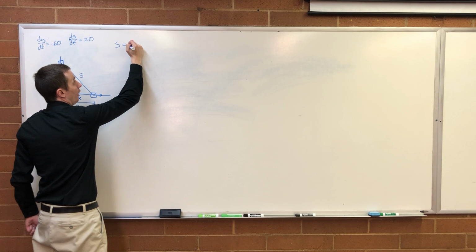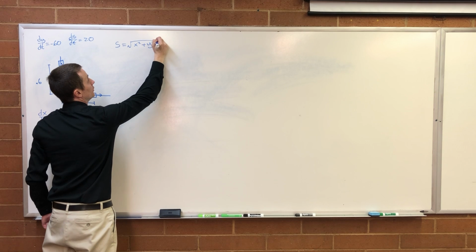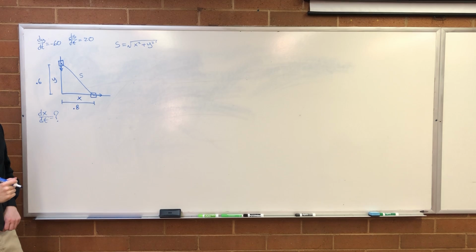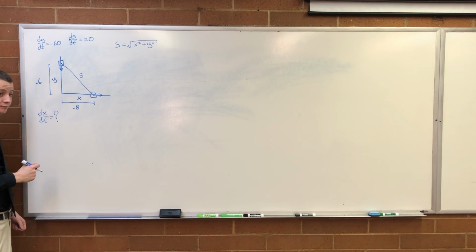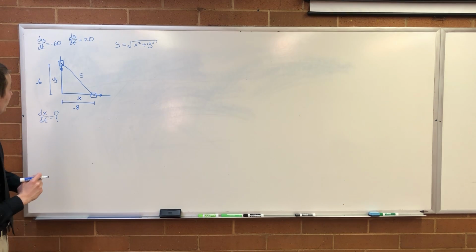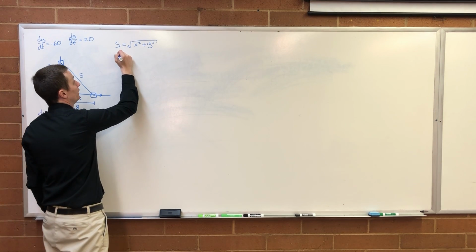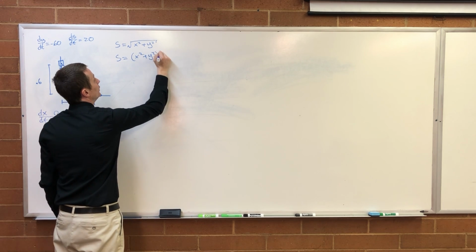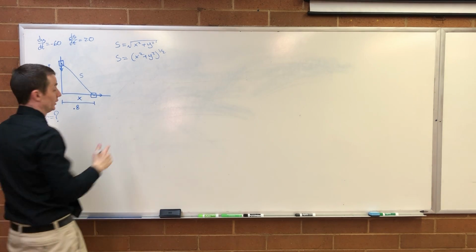So, what is S? S, the distance between the cars, is equal to just the distance formula, square root of x squared plus y squared. Where'd you get that from? Pythagorean theorem. You're right. All right. So now, take the derivative with respect to time. Let me rewrite this one more time. S is equal to (x squared plus y squared) to the 1/2.